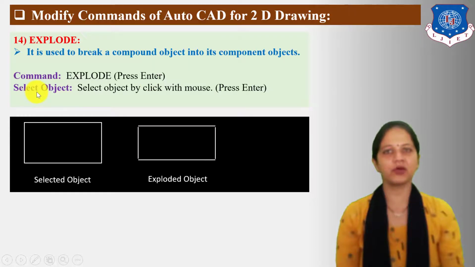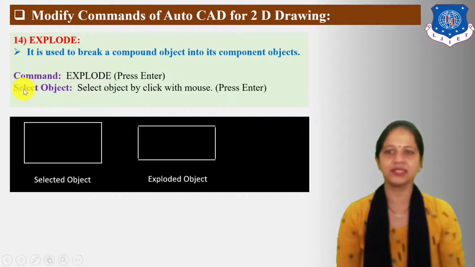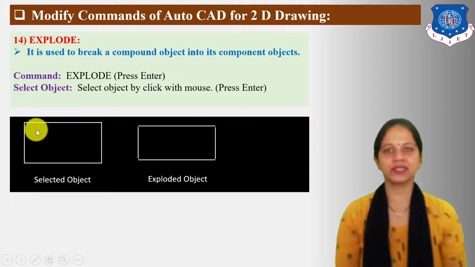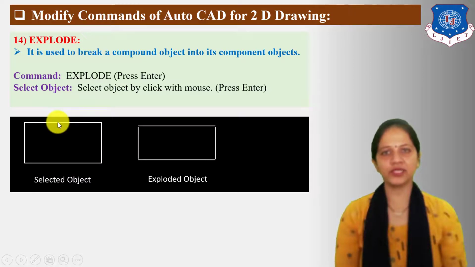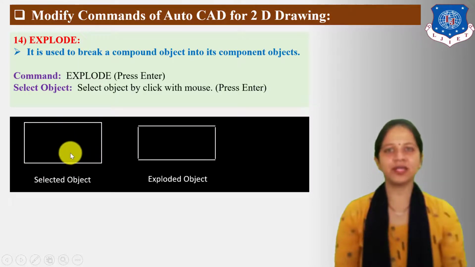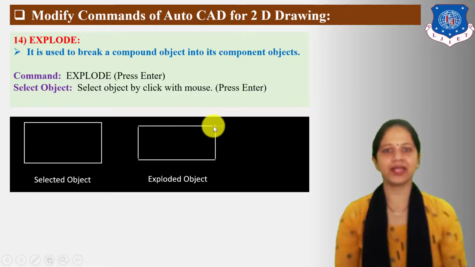The next statement displayed on the command bar or area is select object. So select the object by clicking with the mouse, then press enter. Here you can see this is our selected compound object. Compound means when you click at one point on this rectangle's periphery, the whole rectangle is selected. Now after applying the explode command, this selected rectangle is broken into its component objects.